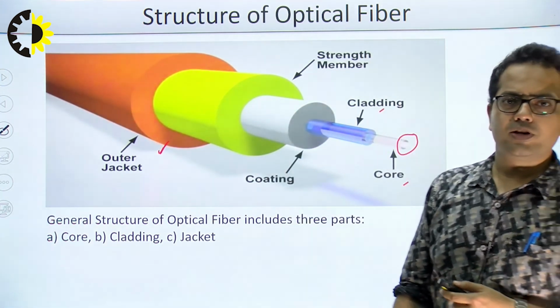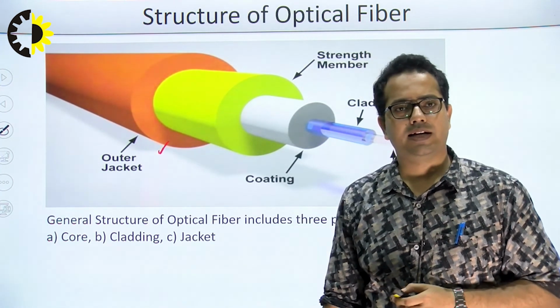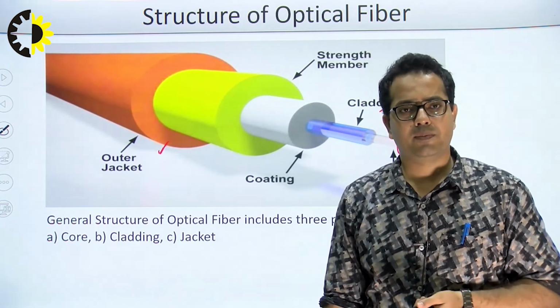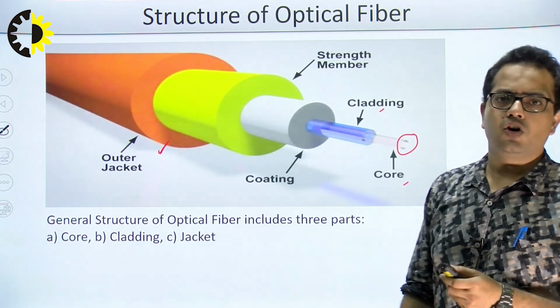In our next module, we are going to discuss the basic phenomena, that is total internal reflection, skew ray, meridional ray, and numerical aperture. What are these concepts that are used in the optical fiber?